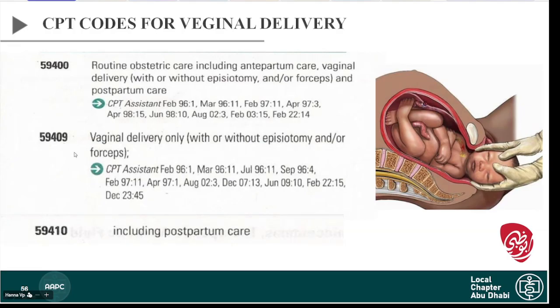But at the same time, you can see, guys, there is a subcategory code given under that, 59410, including postpartum care. Some doctors will give vaginal delivery plus postpartum care, so you should take the code 59410. So these are the main vaginal delivery codes, guys, according to the three services: antepartum, intrapartum, and postpartum.